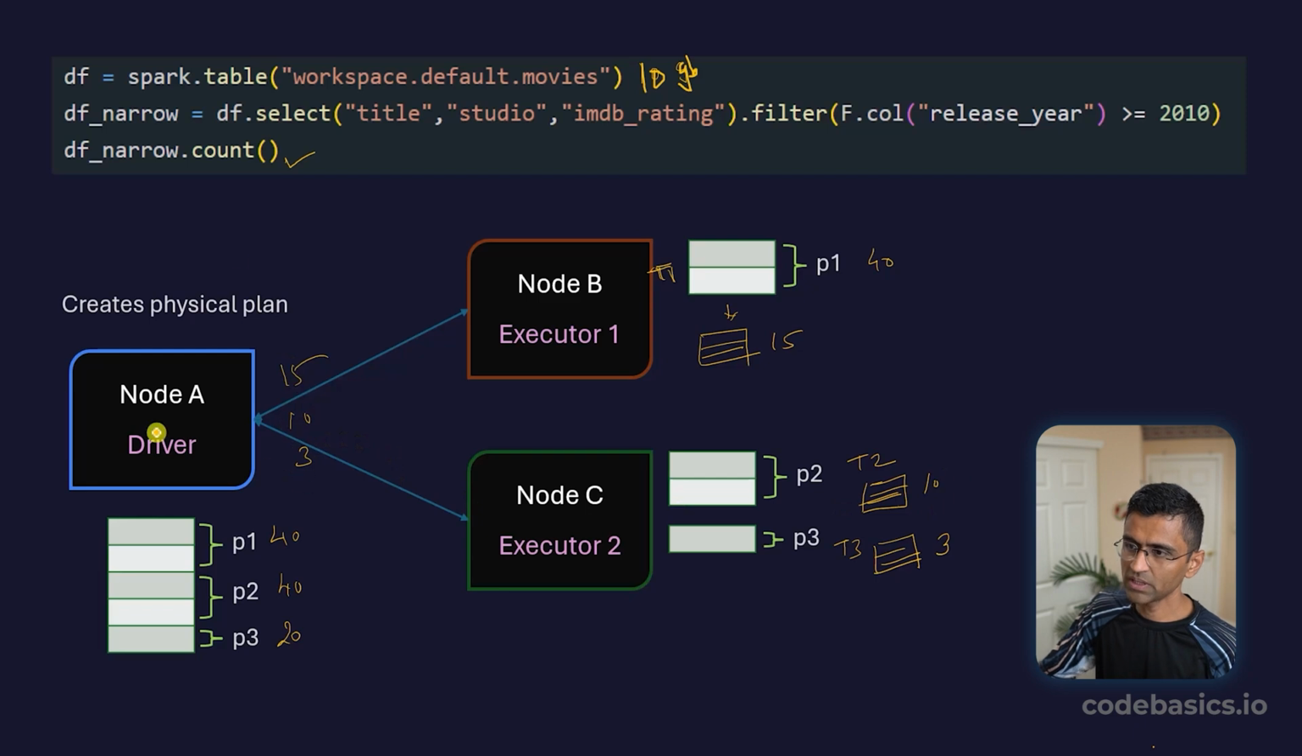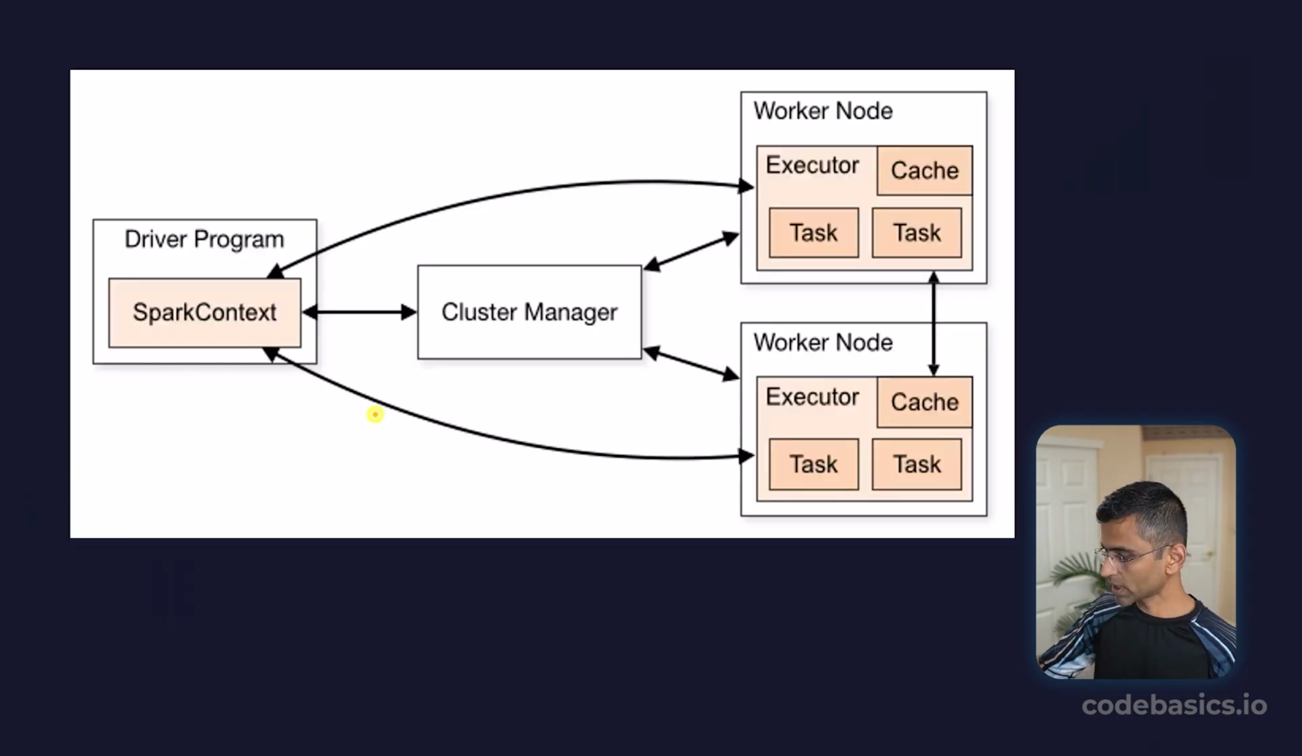So 25 and 3. So this df.narrow count, so this driver node will now display 28. Okay, so talking in general terms, you have a driver program where Spark context or Spark session is created.